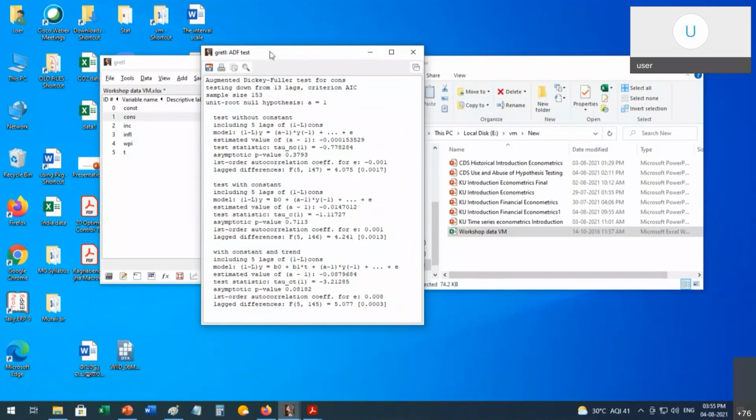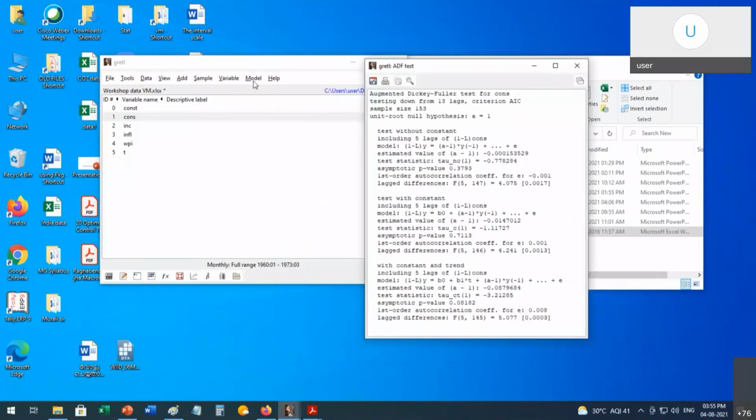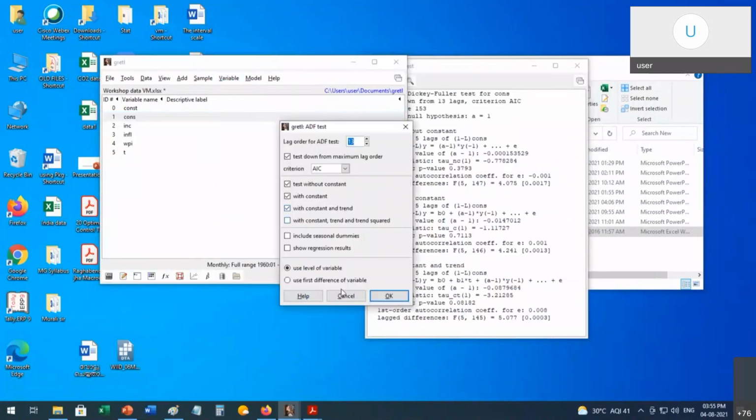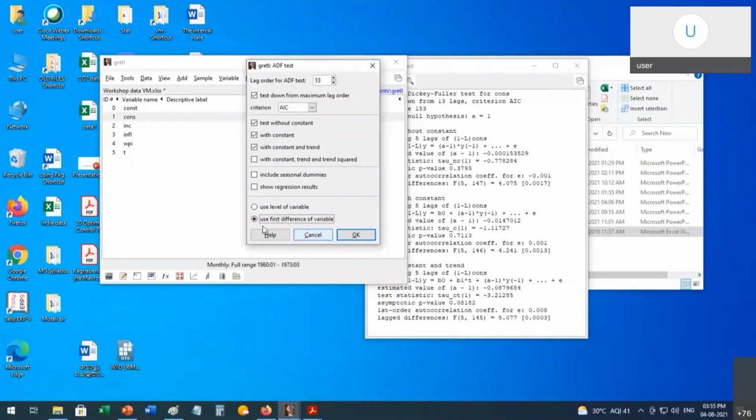Now we cannot stop here. We have to go to the variable again and do the unit root test again on the difference variable. So click use first difference of variable and then click OK.